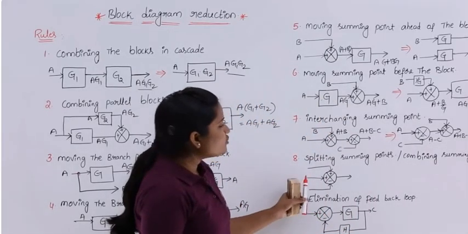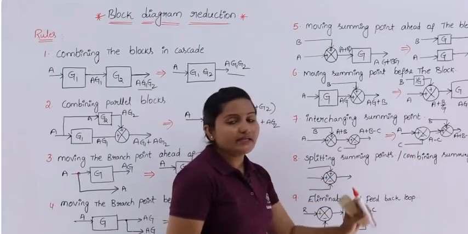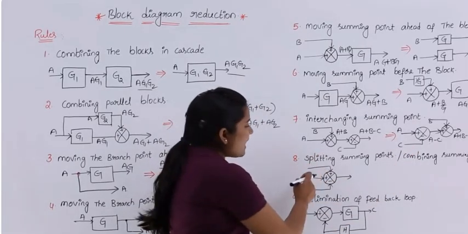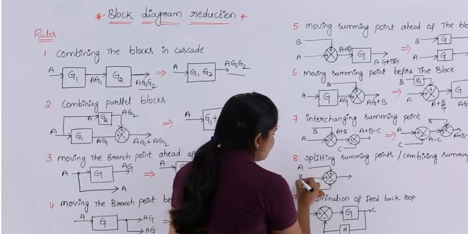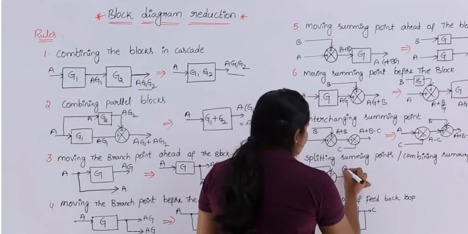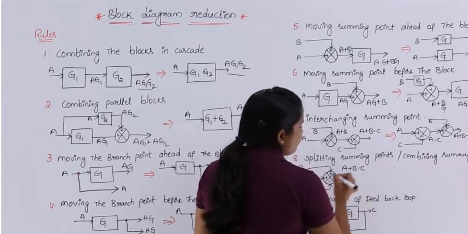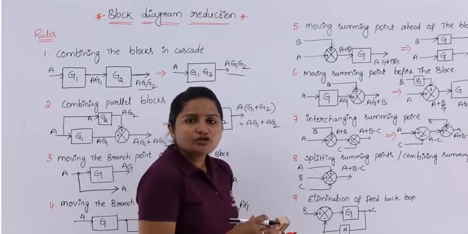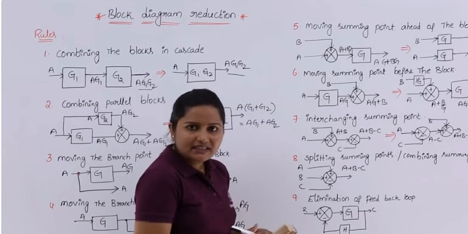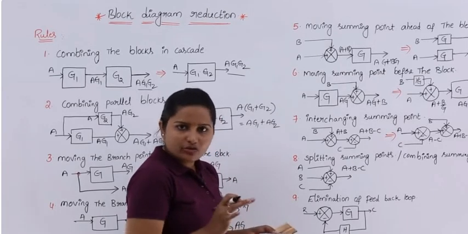And now coming to splitting summing points and combining summing points. You have a summing point like this with a, b and c. The output is a plus b minus c. If you want to change this, or split this into two summing points, you can split.